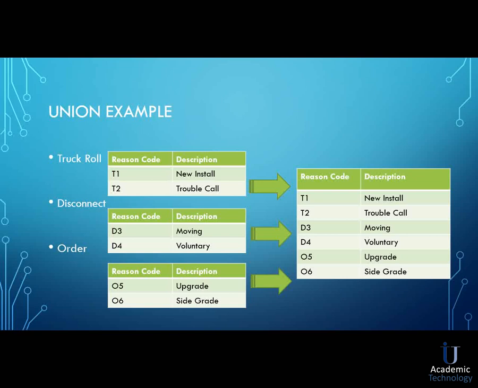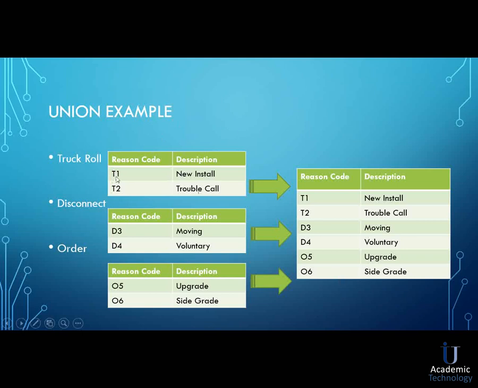So if these were 3 different tables and we wanted to have a list of just all the reasons that our different departments do something, we might pull something like this. If you think of it as a select statement, we would select reason code and description from the truck roll table. We would union that with a select statement that selects reason code and description from the disconnect table. Union that to select reason code and description from the order table, and then that would pull all of our descriptions.